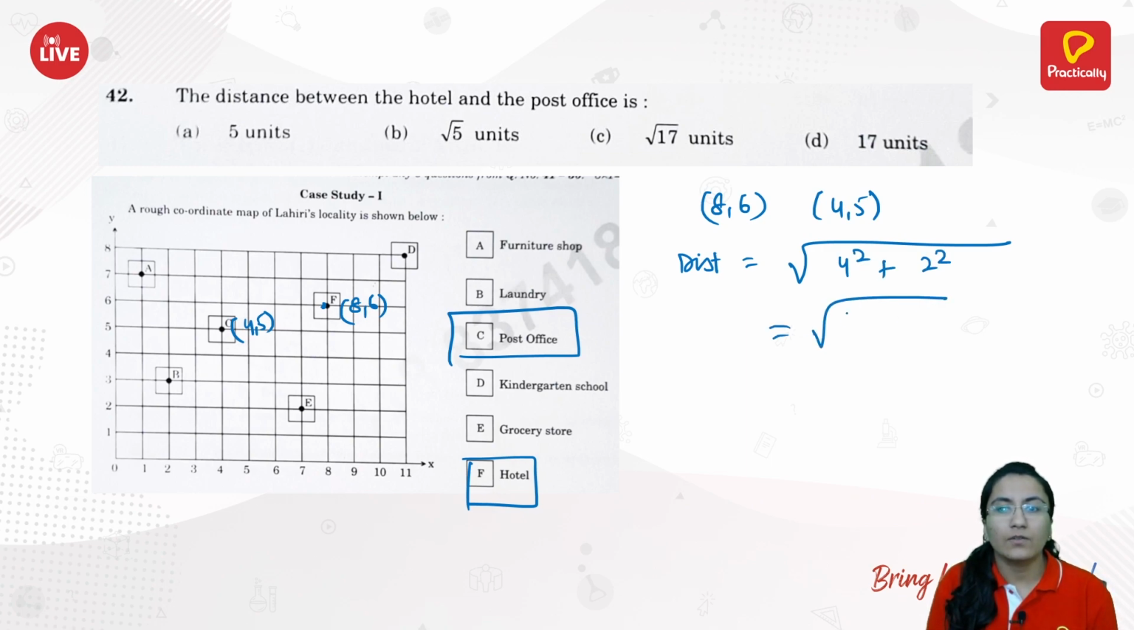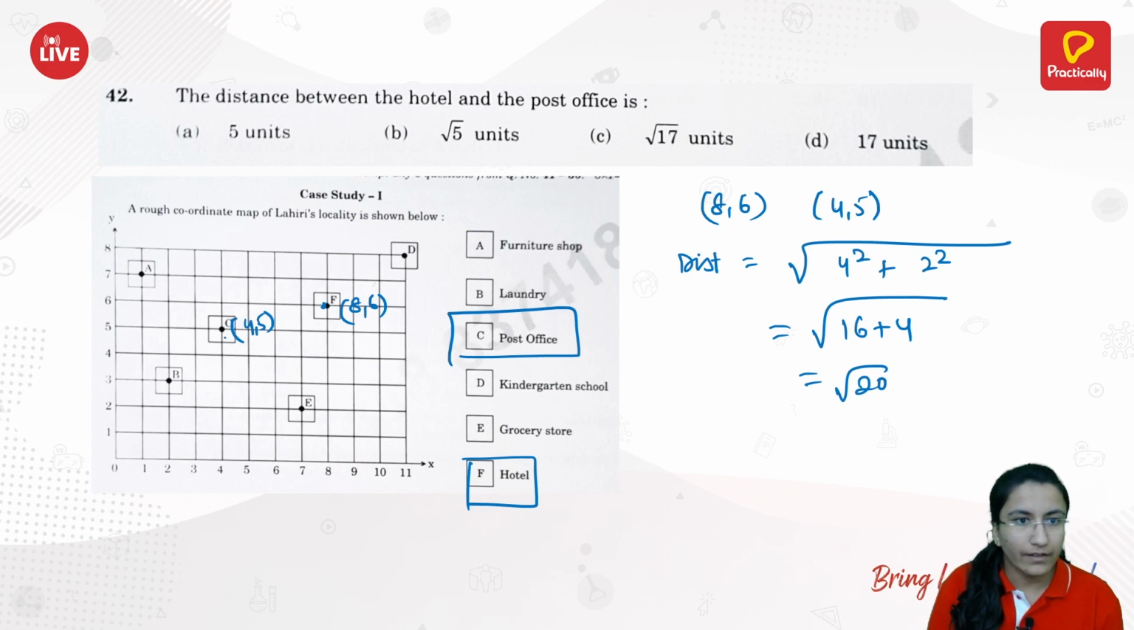You would get under root of 16 plus 4, that is under root of 8 minus 4 square and this. Okay, so you have under root of 20 over here. Have I written the coordinates correctly? This is 4, 5, which is C as post office, and hotel over here is 8, 6. This is for F. So 8, 6, 8 minus 4, 4 square, and 6 minus 5.